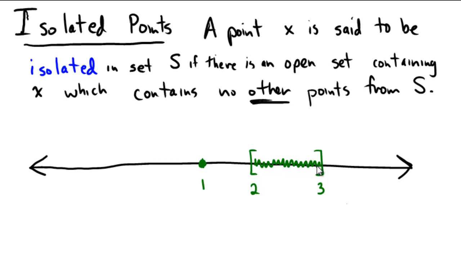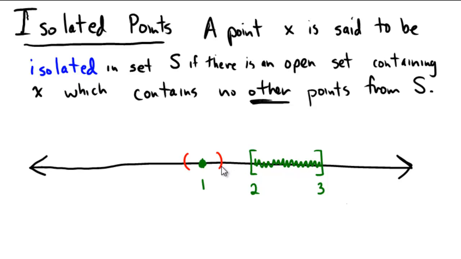Let's see why, according to the definition. A point X is said to be isolated in a set S if there is an open set containing X which contains no other points from S. Can we create an open set around that single point 1 that contains no other points from S? We certainly can, just by going a little bit to the right and a little bit to the left from 1. So we've created an open interval around 1 that doesn't contain any other points from S other than 1 itself. 1 is the only point from S contained inside that red open set.